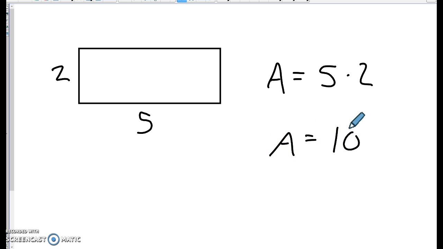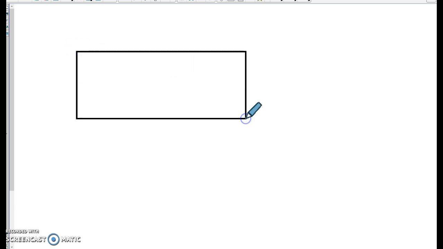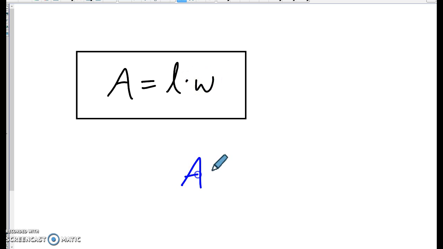Right? And this is where we get our first area formula, which says that for any rectangle, the area equals the length times the width. Or sometimes we say area equals base times height. And where this is the length or the base, and this is the width or the height.